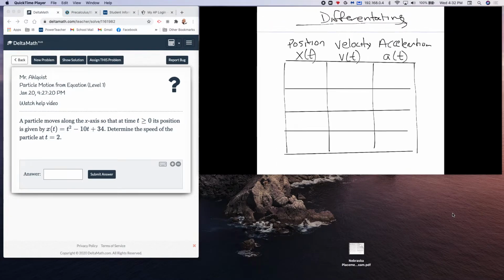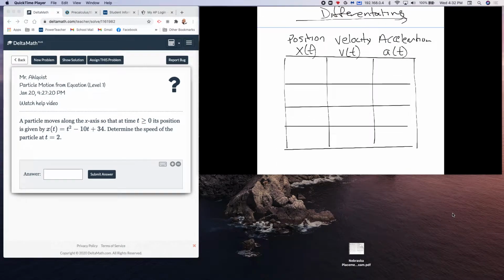Now, the position can be either increasing or decreasing. That would mean that the velocity is going to either be positive or negative. And we still aren't going to get anything with those. Now, if the velocity is increasing, then acceleration is really going to be positive. If velocity is decreasing, acceleration is going to be negative.